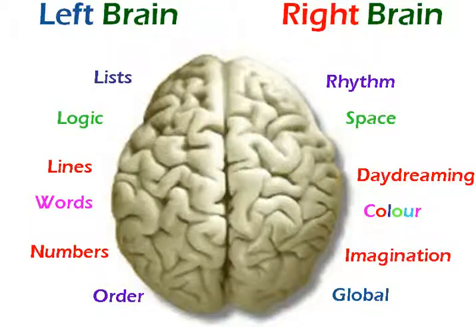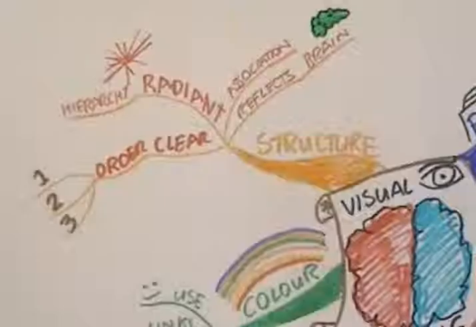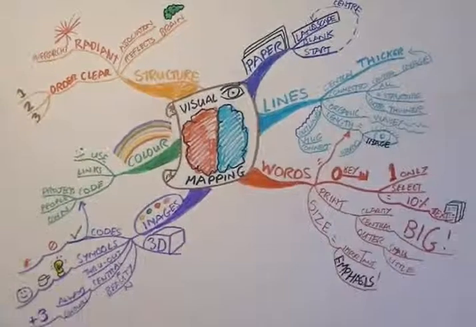And if you look at all those brain qualities, the visual map reflects all of that and uses all of that, which makes it very, very powerful.